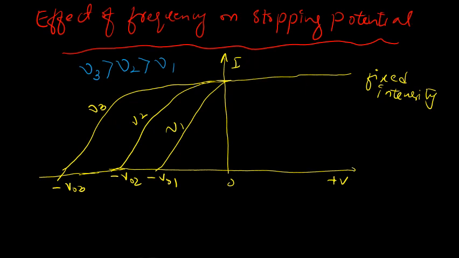Frequency is related to the energy. So when energy is increasing, the photoelectrons are emitted with greater kinetic energy, and so their stopping potential also increases. So this is the effect of frequency on the stopping potential.